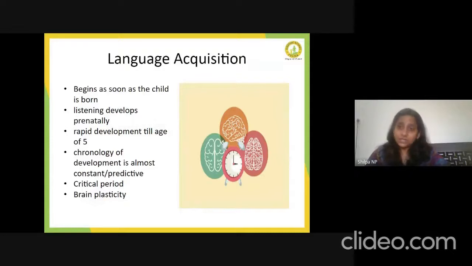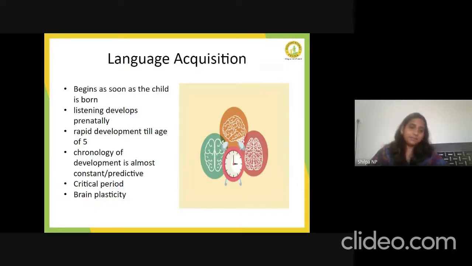Now, language acquisition, how does that happen? We would speak about speech as well, but how does language acquisition happen? It begins as soon as the child is born. Even before, it's actually proven that children listen prenatally. There are a lot of studies which tell that the pregnant mother should be listening to good things, which develops the child's brain. Language acquisition starts right then, when the meanings of certain sounds and feelings start being placed.